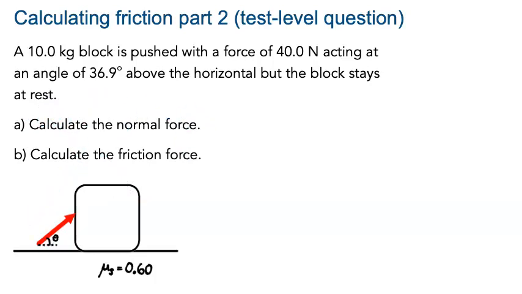So to solve the problem, not very surprisingly, the first thing to do is to identify the forces that are acting and then to draw the free body diagram. So start, as usual, by drawing a circle around your object and identify all the contacts. So we have contact with the ground, we have contact with this applied force, and that's it.